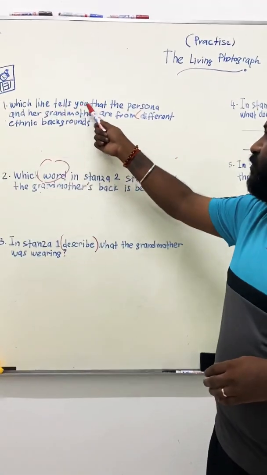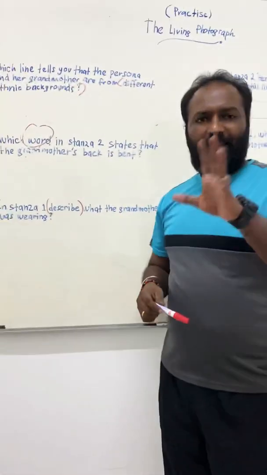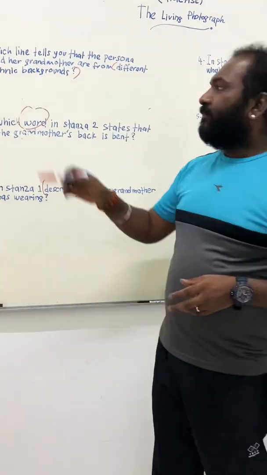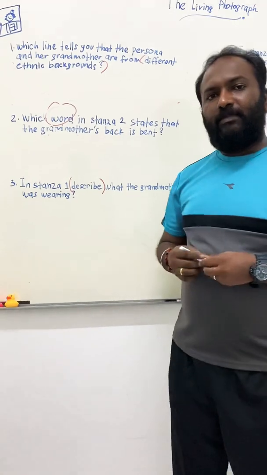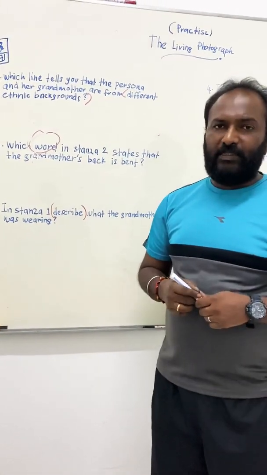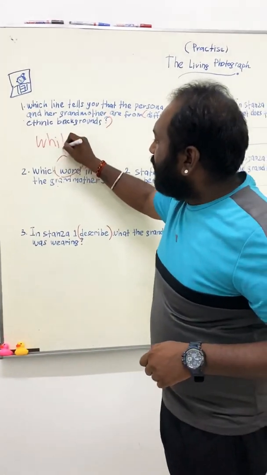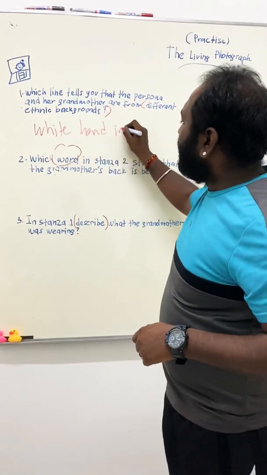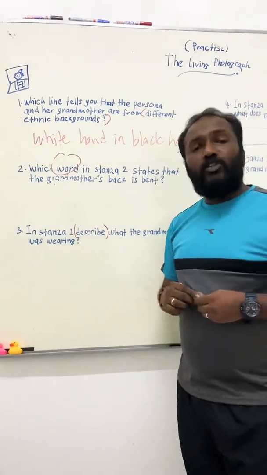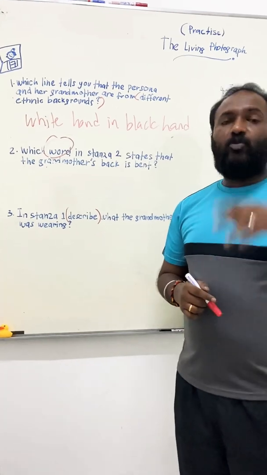Which line tells you that the persona and her grandmother are from different ethnic backgrounds? Here the keyword is different ethnic background. If you remember correctly, the line which shows different ethnic background or interracial relationship is in stanza 1, line number 6. And if you can remember the line, it should sound like white hand in black hand, because this is the only line which shows different ethnic background or interracial relationship throughout the poem.